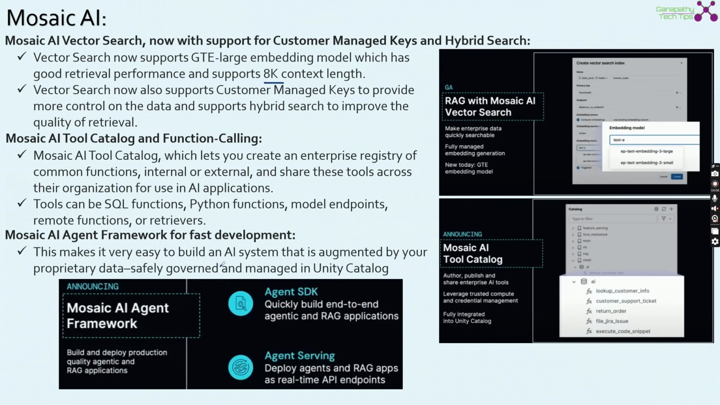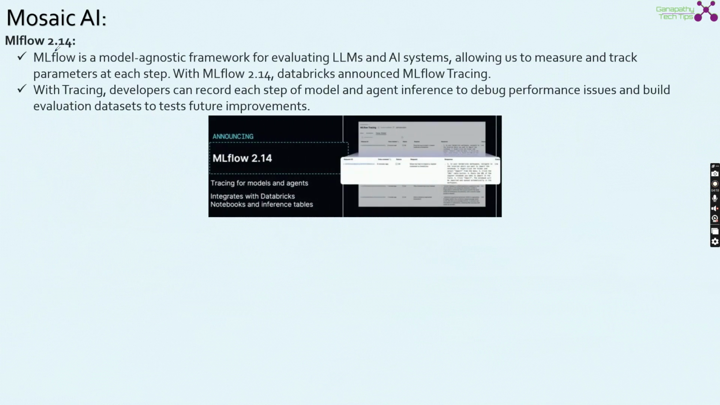This makes it very easy to build AI systems that are augmented by your proprietary data, safely governed and managed in the Unity Catalog. So the Mosaic AI Agent Framework also got introduced. And then MLflow 2.14. You might be aware of MLflow if you are practicing Databricks, if you are doing machine learning on Databricks.